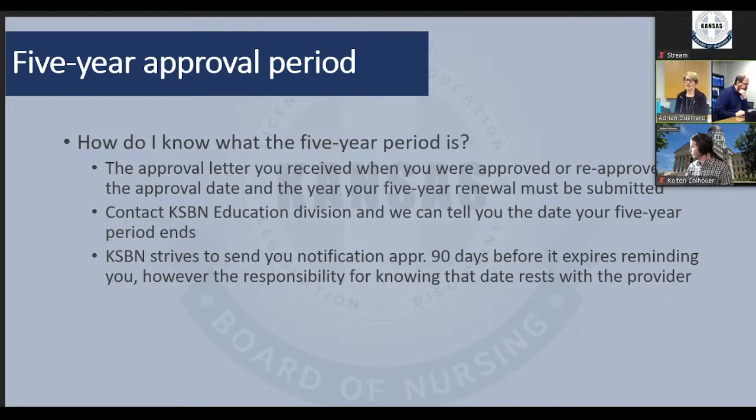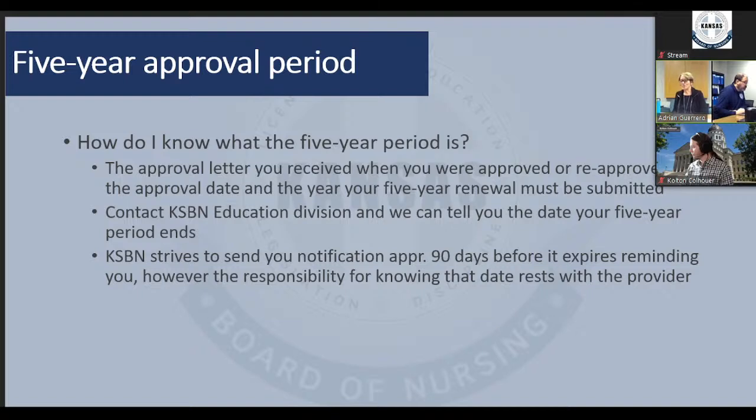Okay, so you're probably thinking, how do I know what this 5-year period is? Okay, there's a couple of ways. You should have gotten an approval letter and a certificate. We send those out after your providership has been approved, either the first time, the initial, or each time that you're reapproved. We do the same thing. You get a letter saying that the committee and the board has reviewed your application and it's approved. But we also give you an expiration date. It's typically on the certificate too, so that's going to be an easy way for you to find it.